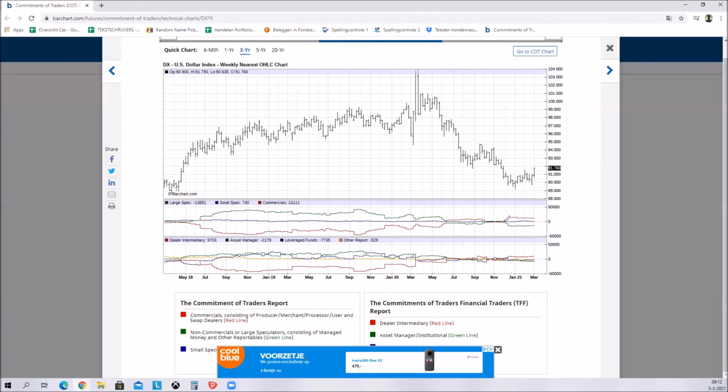And as you can see, the commercials are building a long since here. And if you look at the dollar index chart, this is a clear accumulation range. So we have basically commercials going long on the dollar, building a long position as they are pretty long over here, and they are building a short in the Canadian dollar. So that's very positive for the US dollar versus the Canadian dollar.